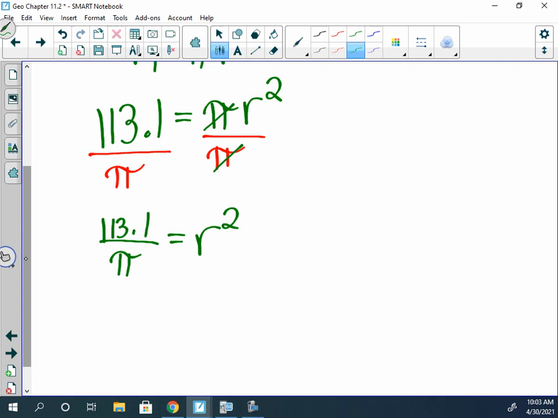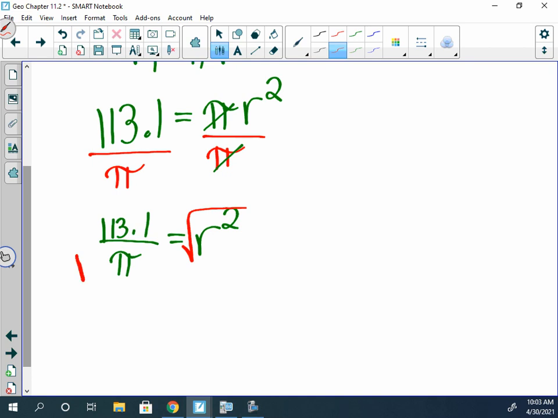Now we know pi is an irrational number. It's a non-repeating, non-terminating decimal. So most likely, if I type it in at this point and then continue to solve for the value of r, we're going to have to keep rounding to actually get a nice number. So I'm going to leave it as is for now, 113.1 divided by pi.